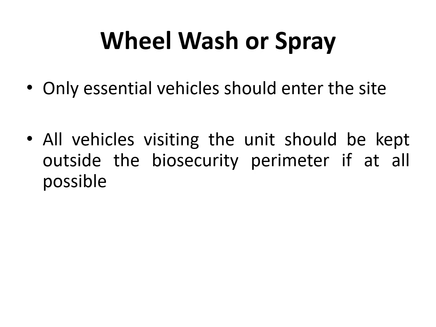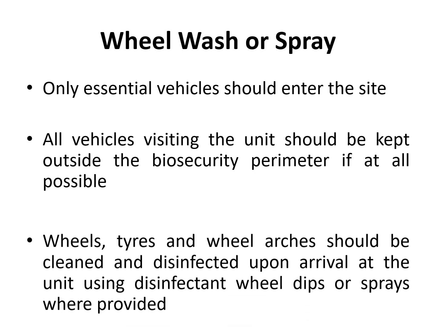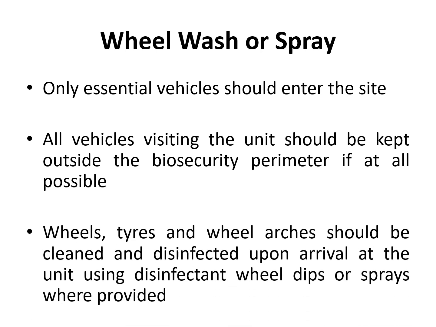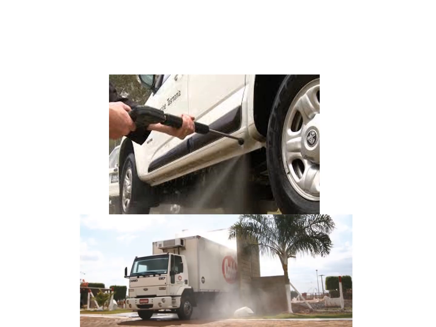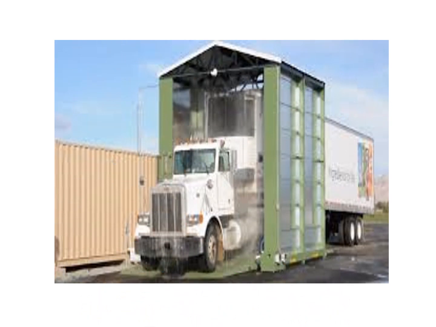All vehicles visiting the unit should be kept outside the biosecurity perimeter if at all possible. Wheels, tires and wheel arches should be cleaned and disinfected upon arrival at the unit using disinfectant. Wheel dips or sprays were provided. You can see here the wheels are being disinfected, or the whole vehicle is being washed or sprayed. Here you can see a proper system of sanitation for the vehicles.